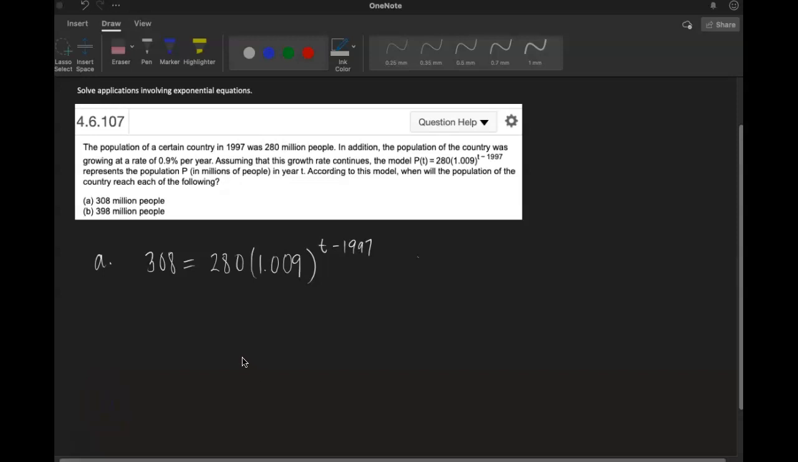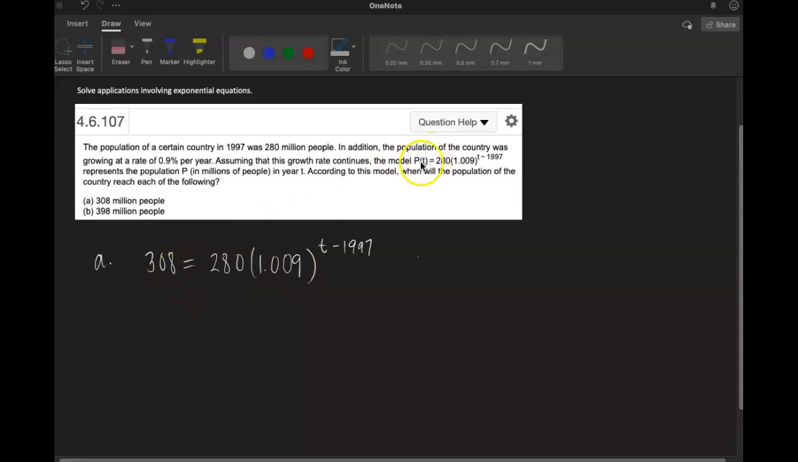We will solve applications involving exponential equations in this problem. If you haven't already, pause the video to read the example. You'll see that you're given the model in terms of t, the year t, and you're also told that P is the population in millions of people. So I'm going to go through this process of solving for at least part A, where we're asked, according to the model, when will the population of the country reach the following: 308 million people.